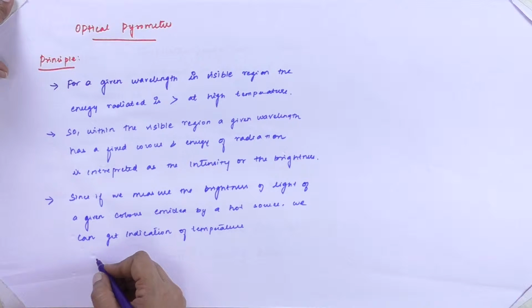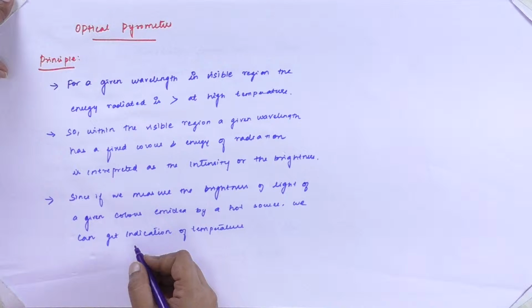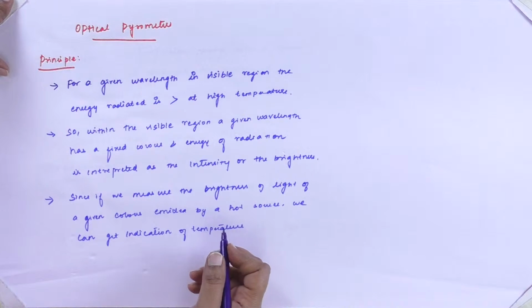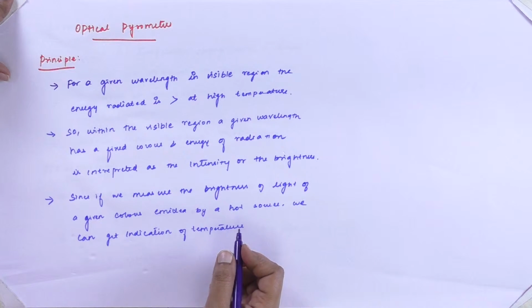So here in an optical pyrometer, the wavelength of radiation accepted is restricted by means of a color filter used in the circuit, and the brightness is measured by comparing with a standard lamp.